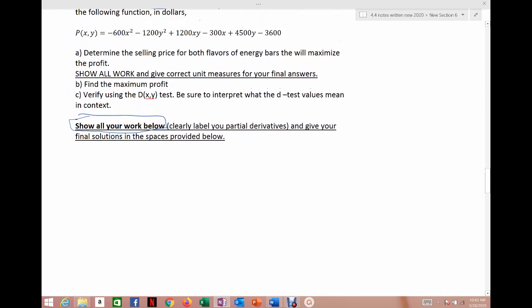Alright, so the first step, find your partial derivatives. Partial derivative with respect to x, partial derivative with respect to y. So the partial derivative with respect to x: -1200x, zeroes out, +1200y, -300. Go ahead, set it equal to 0 so you don't forget.